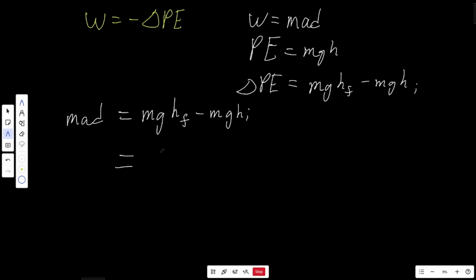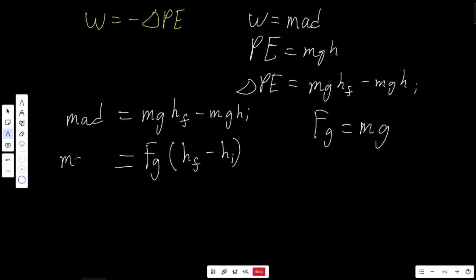From the right side of the equation, we can factor out mg. Now, mg, for those who know or remember from the past videos, is equal to the force of gravity. Well, I was supposed to explain that, but I accidentally spoiled it for you guys. That's mg. So the force of gravity, we can simplify that, times the final height minus the initial height. Now this is all equal to mad again.